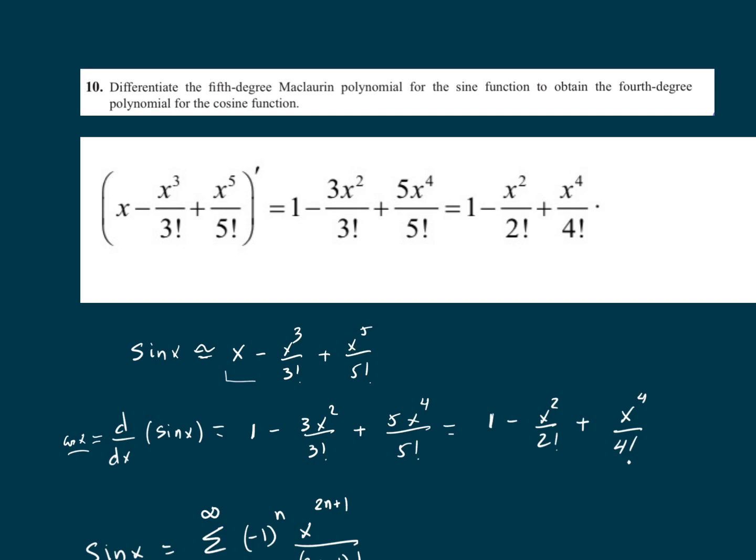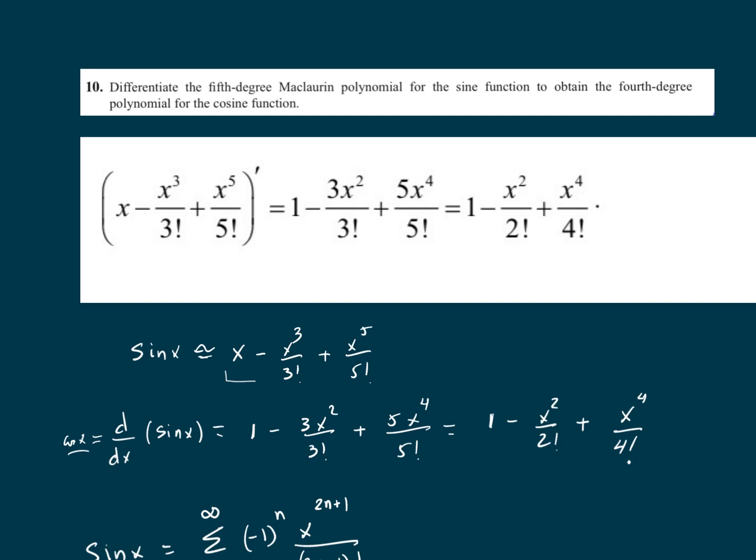The derivative of x to the fifth is 5x to the fourth divided by 5 factorial. If I take the 3 with the 3 factorial, it will appear a 2 factorial. If I take the 5 with the 5 factorial, it will appear a 4 factorial in the denominator. So now I have a 4th degree polynomial that represents cosine of x. How do I know that it represents cosine of x? Well, find the Maclaurin polynomial for cosine of x. Cosine of x is an even function, so it will appear with even exponents. And this is the representation.